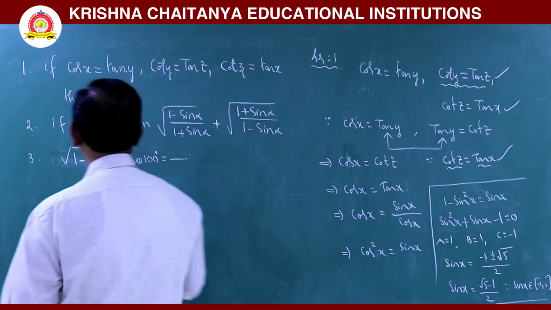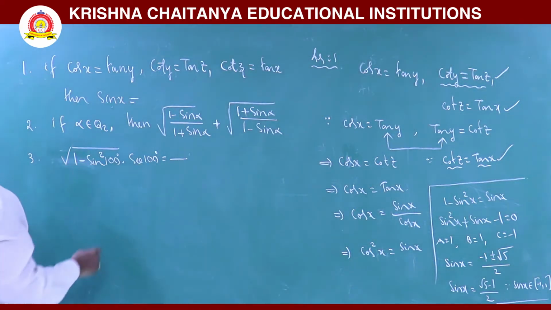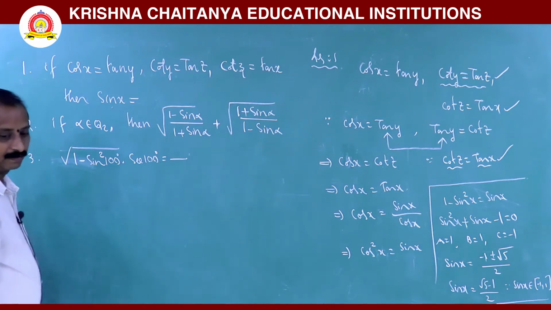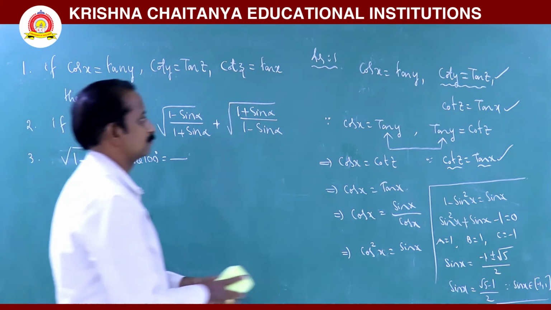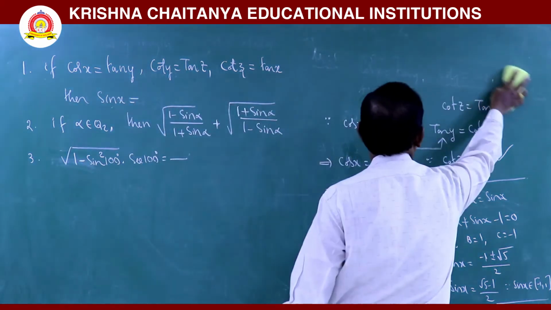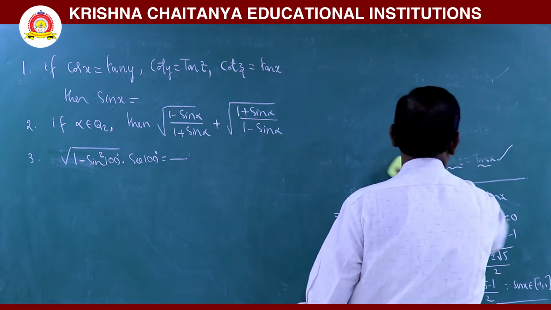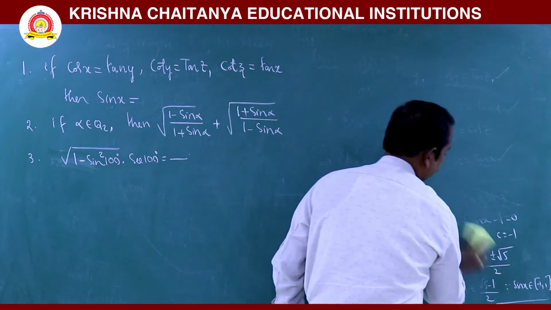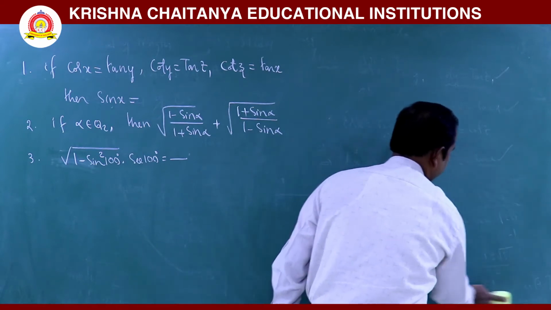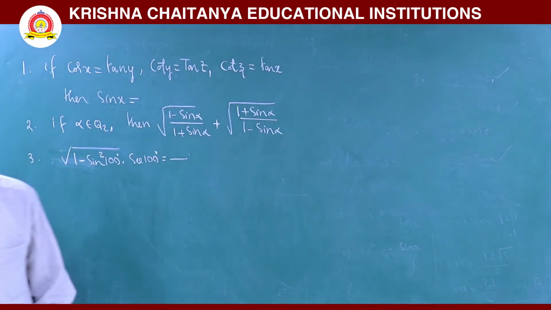So, therefore, from the first problem, the value of sin x is nothing but root 5 minus 1 by 2. Now come to question number 2. What is given in question number 2? Alpha belongs to the second quadrant. Already we know that in the second quadrant, which ratios are positive: sine and cosecant. The remaining 4 are negative.